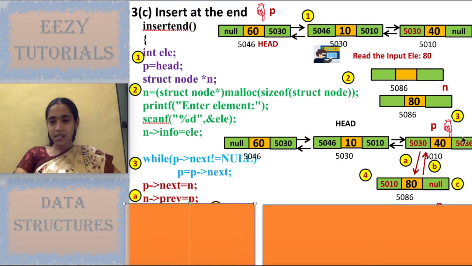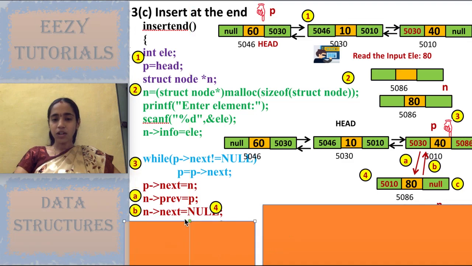So in p's next part I am writing the new node's address: p->next = n. Then in the new node's previous part I am writing the address of p: n->previous = p. If I put that, this connection is over. Now this is my newly inserted node, inserted at the end position. So if this is the last node, the next part of that should be null. So n->next = null is the next line. If you are doing this, a new node will be inserted at the end.